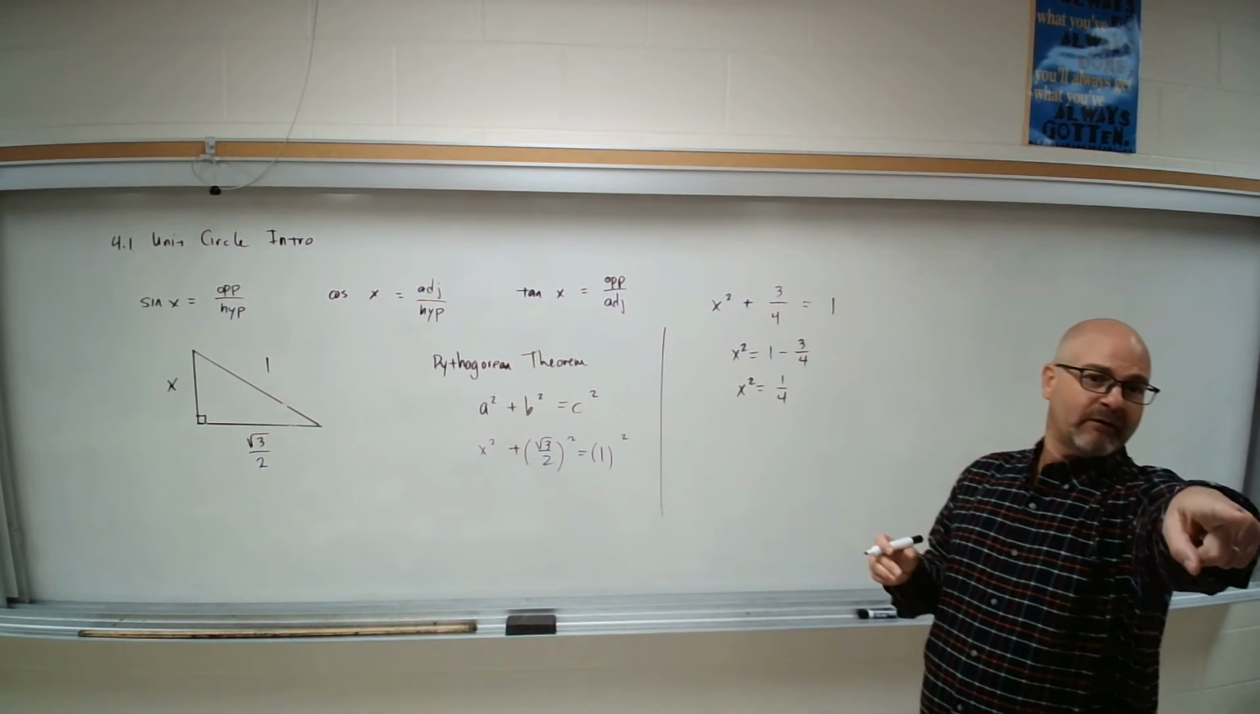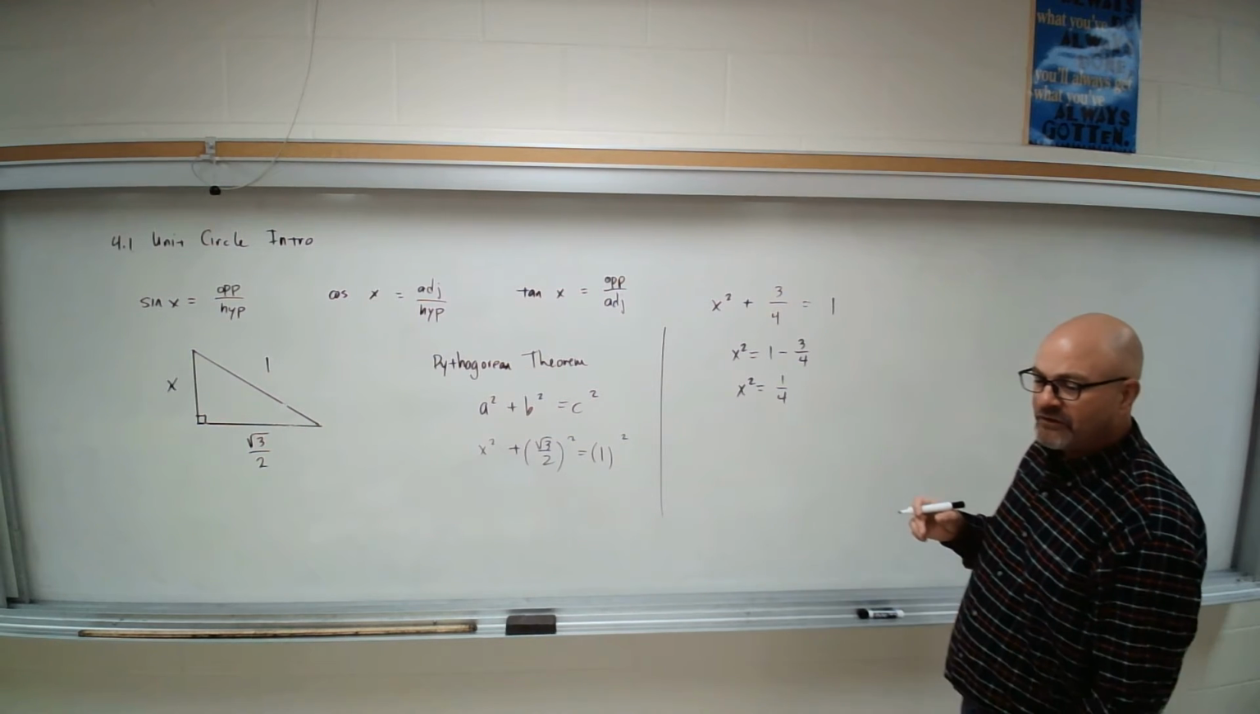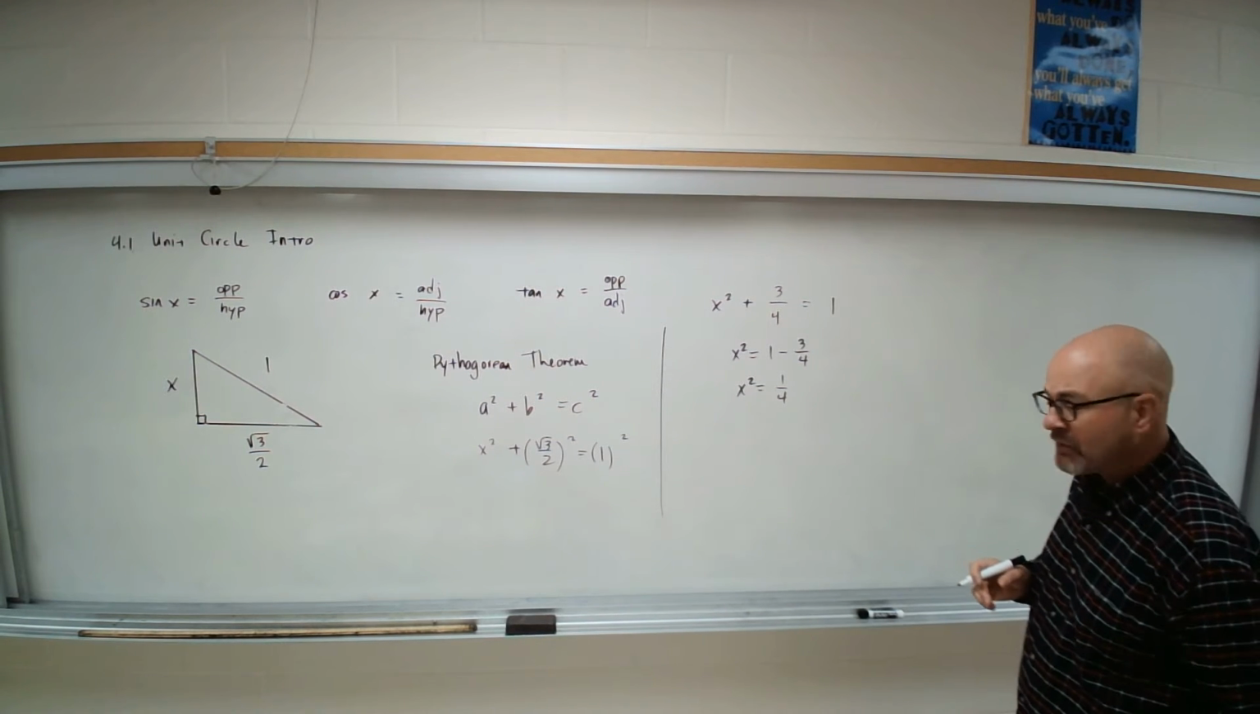Do you want to grab a paper off that back desk? It says 4.1 unit circle terminal point on the top of that bookshelf.